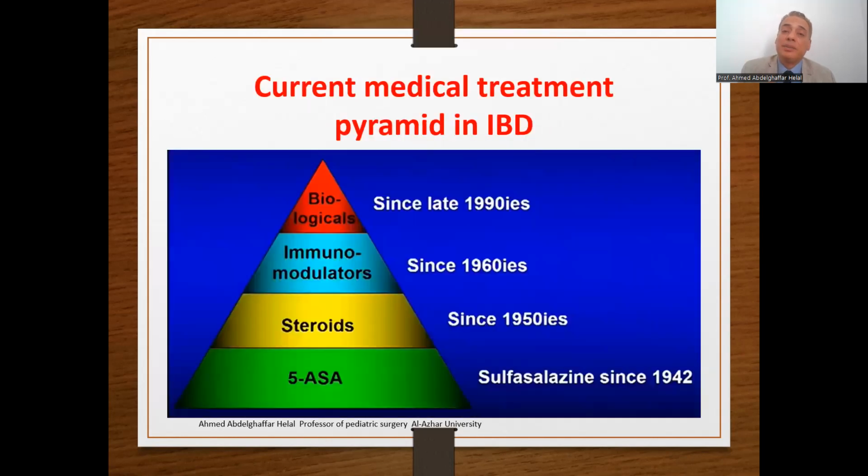This is the current medical treatment pyramid in inflammatory bowel disease, guided by the years of development. This is the first drug described at the base of the pyramid, 5-aminosalicylic acid, 1942, followed by the steroids, 1950, followed by the immunomodulator group of drugs, 1960, followed by the development of the biological drugs.